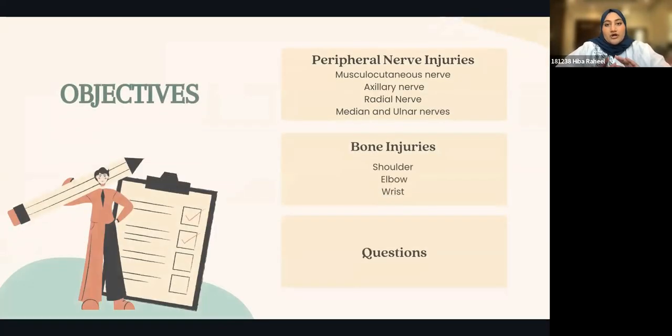First of all, these are our objectives. First I'm going to be covering the peripheral nerve injuries: the musculocutaneous nerve injury, then axillary, radial, median, and ulnar nerves. Then we're going to talk about some bony injuries, and then we'll move on to the questions.